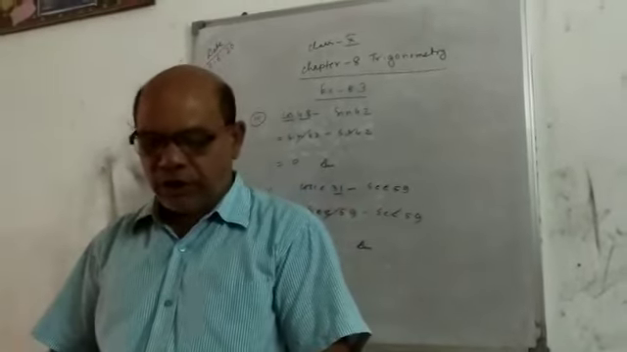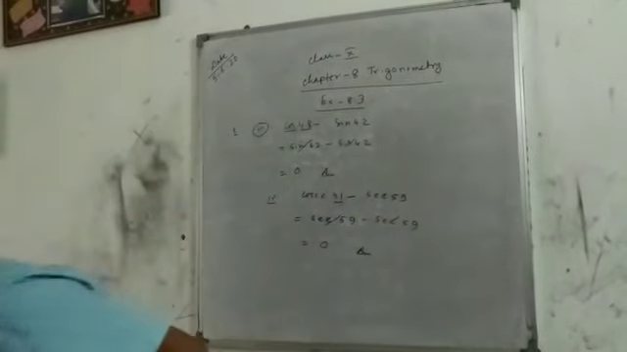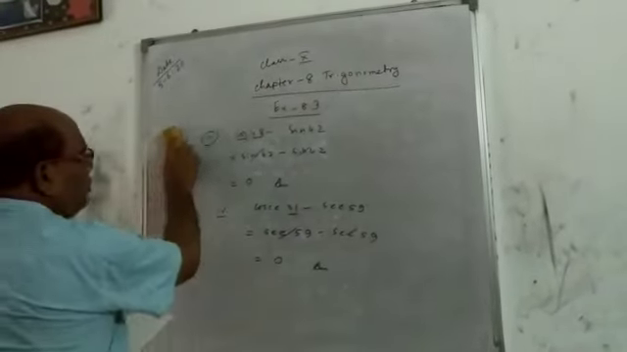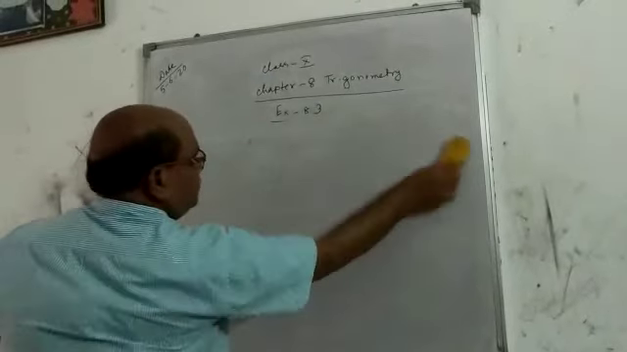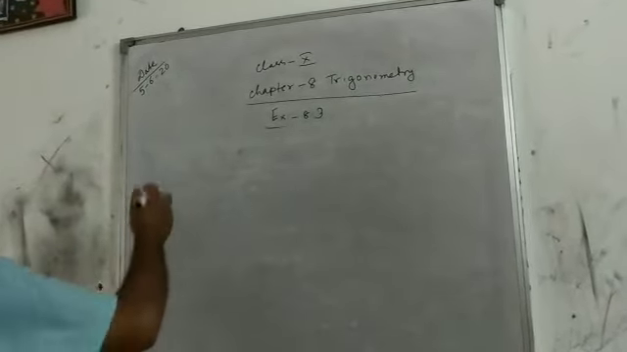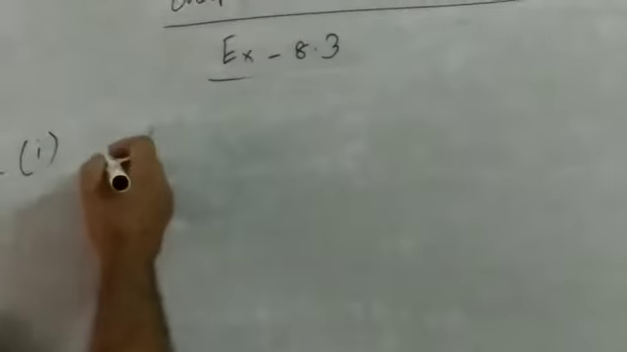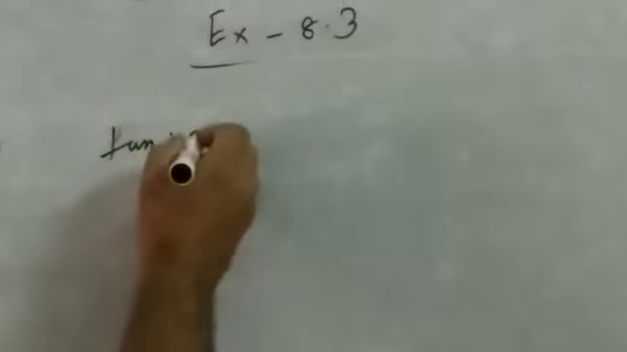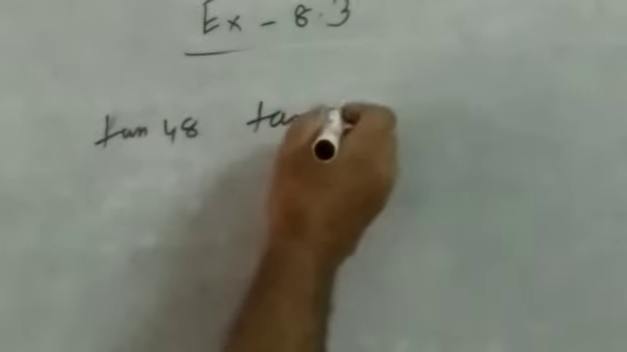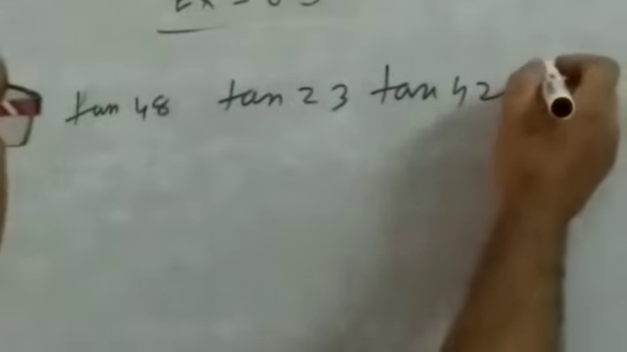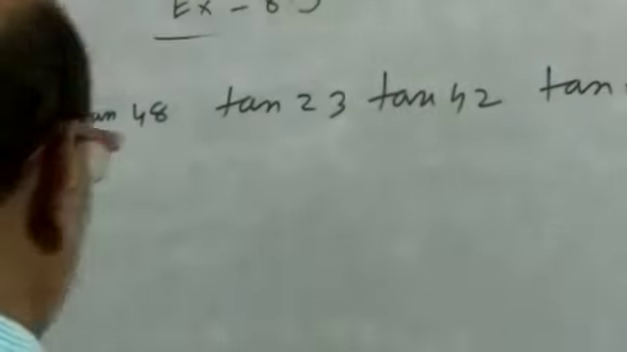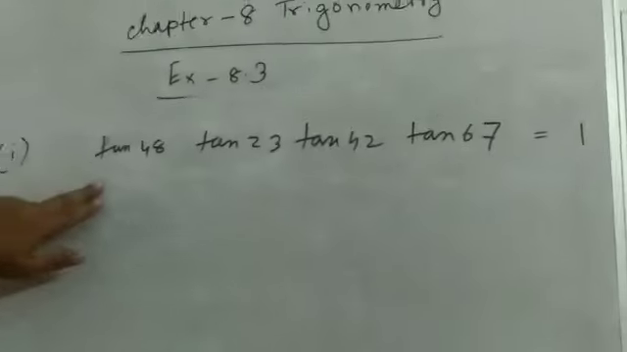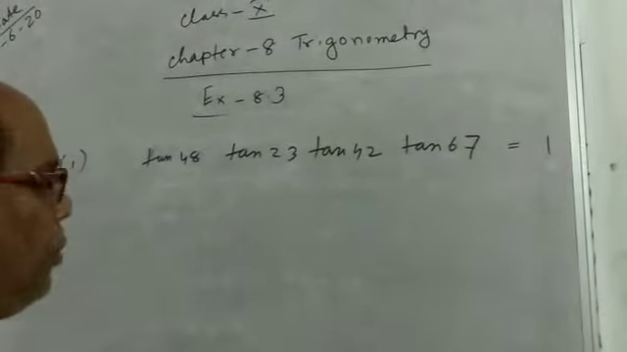Question number 2 says show that. Start question number 2, part 1, we have to prove it. Here given tan 48 degree, then tan 23, tan 42 and tan 67. Here 4 terms are multiplied and this is equal to 1. We have to prove it, meaning the product of these 4 terms is equal to 1.